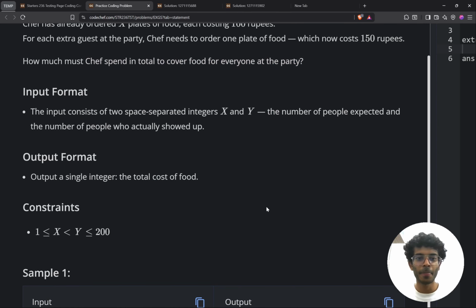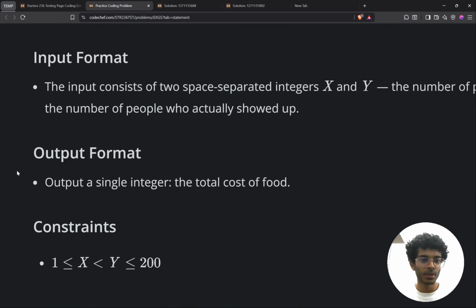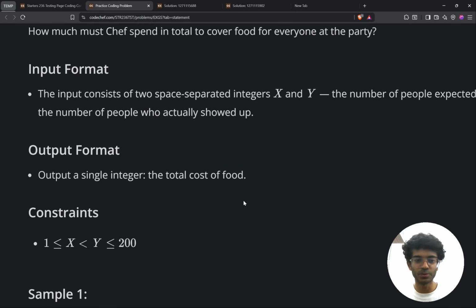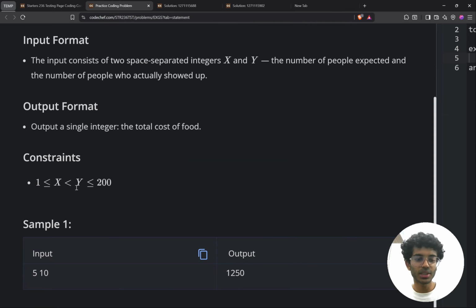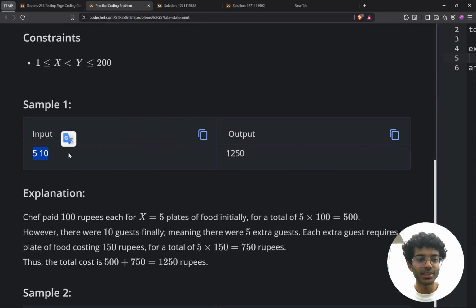Now we need to tell how much Chef must spend in total to cover the food for everyone at the party. In the input, we are given two space separated integers X and Y, where X represents the total number of guests invited to the party, and Y represents the number of people who actually showed up. In the output, we just need to print the total cost of all of the food. The constraints are that Y will always be bigger than X, and both of these values will be between 1 and 200.